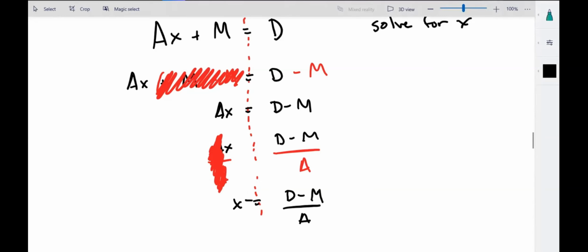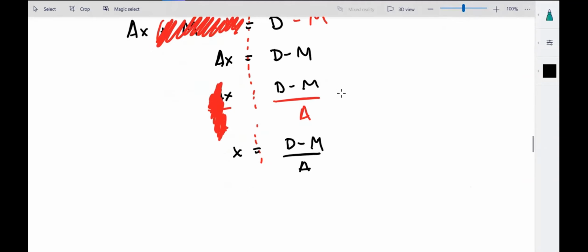Oops, that little line's going to irritate me. Woo! All right, I'm not going to circle it. That's the answer right there. Or you could have written it a different way. I treated the D minus M as kind of one entity.